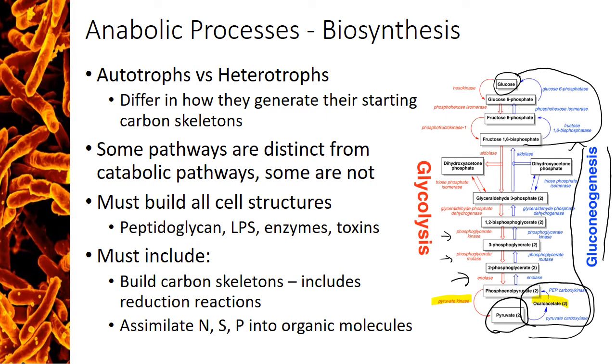These steps that are unique to the anabolic process allow the cell to better regulate whether glycolysis or gluconeogenesis is happening in that cell. Remember that anabolic processes must build all of the cell structures, including peptidoglycan, cell membranes, lipopolysaccharides in gram-negative cells, enzymes, nucleic acids, and all the other macromolecules of the cell. To do this, the cells first have to build a carbon skeleton, and then they're going to assimilate nitrogen or phosphorus, those other atoms, into the organic molecules, depending on what is being built.